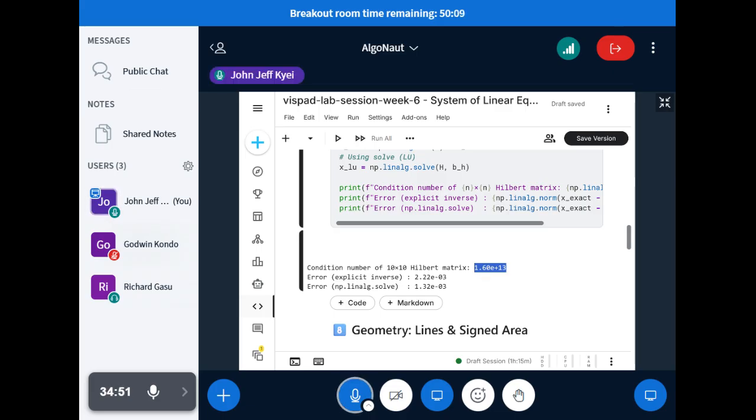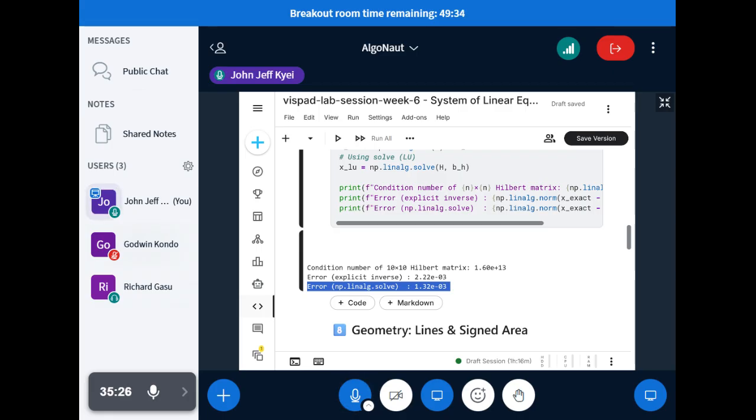Just shows how unstable the matrix is. And so for the inverse approach, we are checking the errors, and the error using the inverse, as you can see, is larger as compared to the solve approach. Using the inverse, we get 2.2 times 10 to the power minus 3, and using the linear solve, we get 1.32 times 10 to the power minus 3.